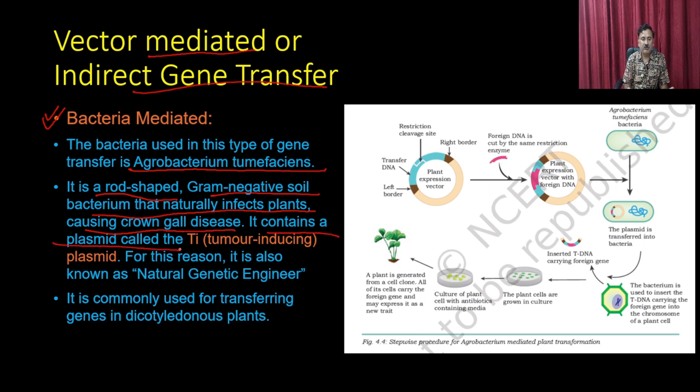It contains a plasmid which is called the Ti plasmid, or the tumor-inducing plasmid. For this reason, it is called natural genetic engineering. It is commonly used for transferring genes in dicotyledon plants.